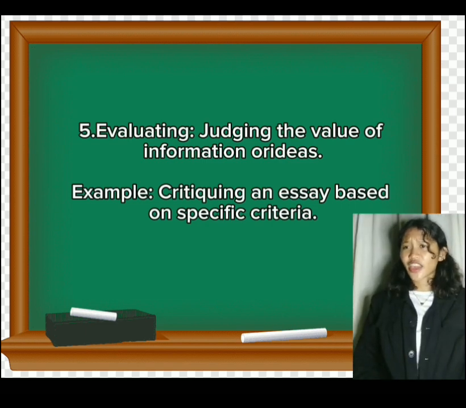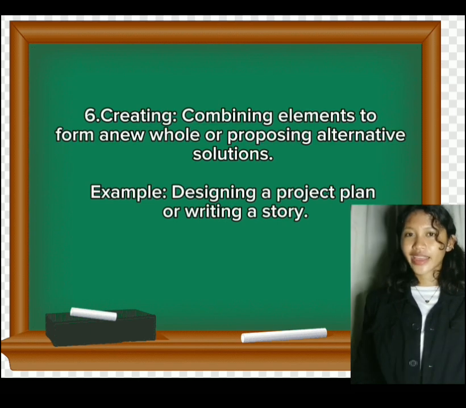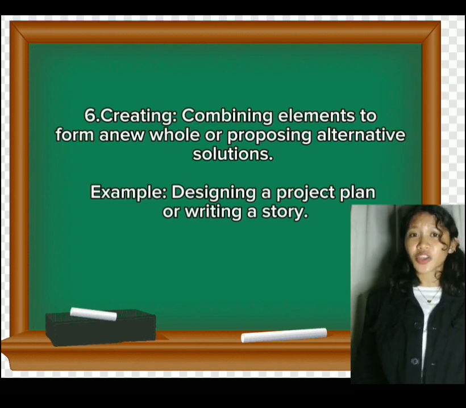Number 5 is evaluating, judging the value of information or ideas. Example, critiquing an essay based on specific criteria. And the last part of Bloom's taxonomy is creating, combining elements to form a new whole or proposing alternative solutions. Example, designing a project plan or writing a story.